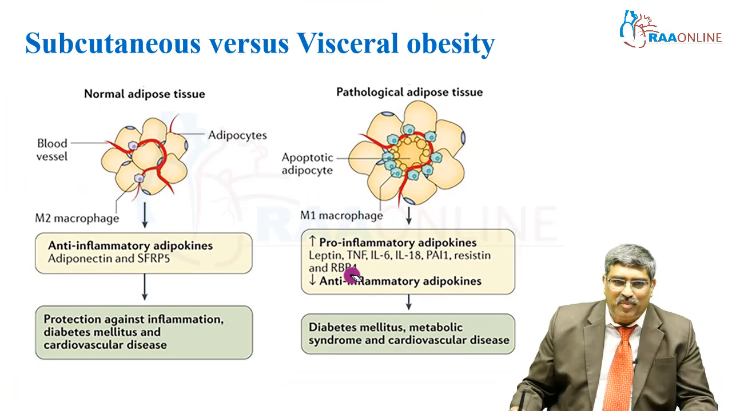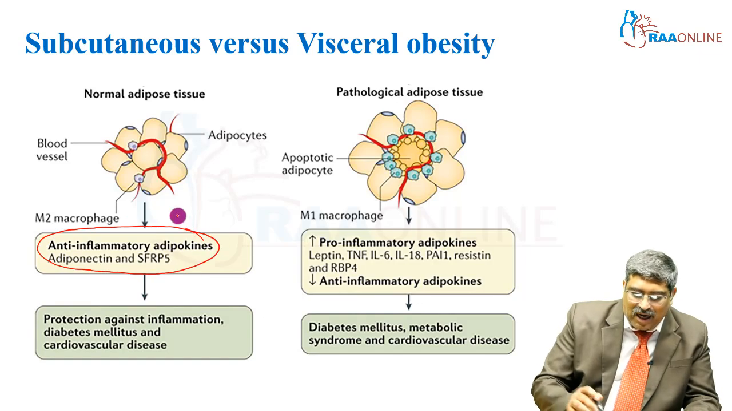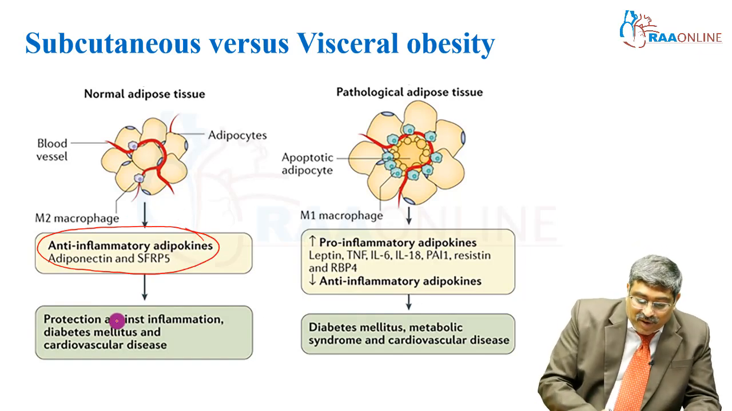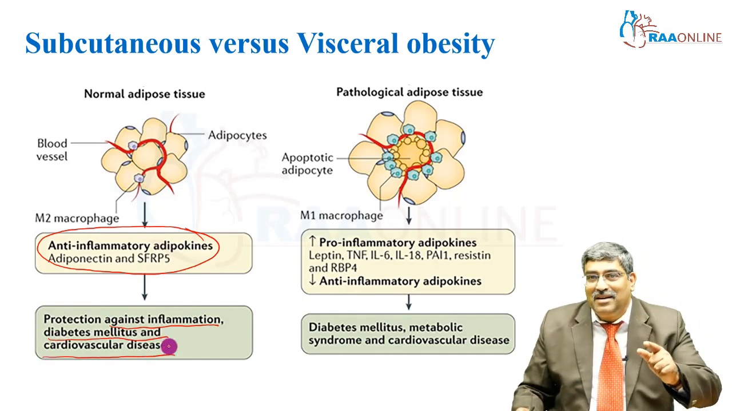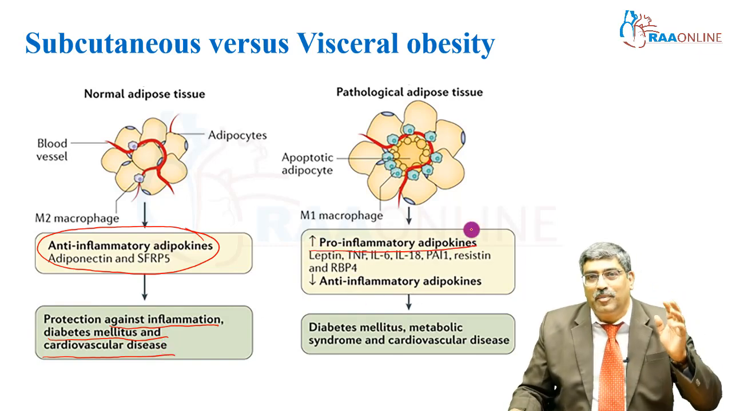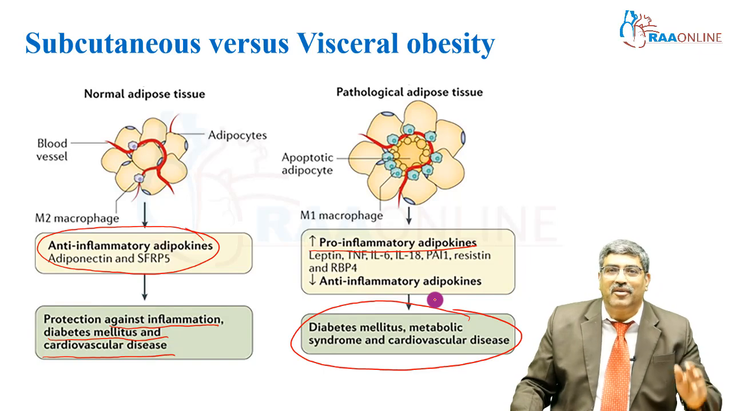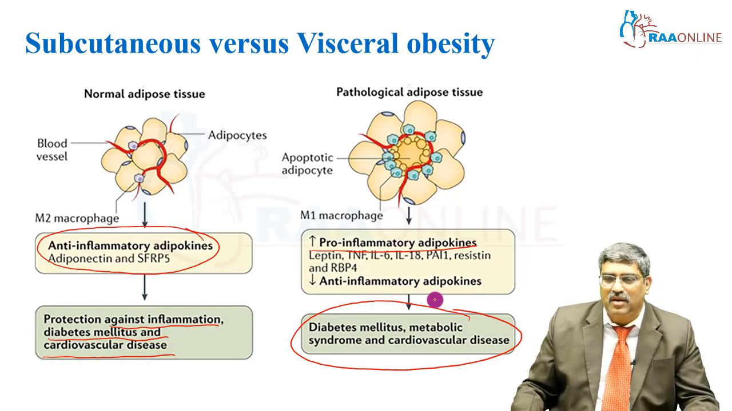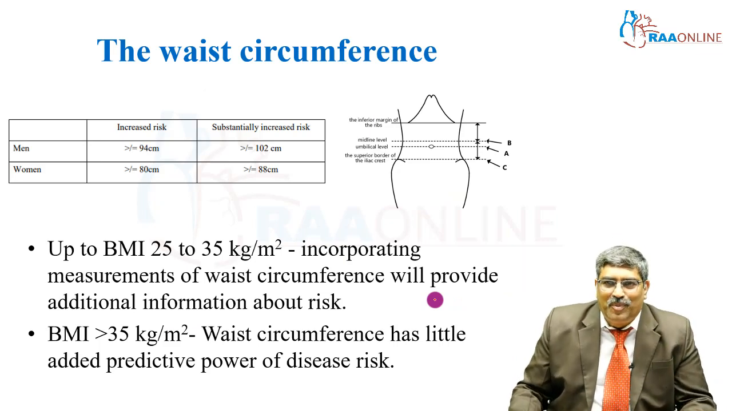In subcutaneous obesity, there will be anti-inflammatory adipokines. So, it gives protection against inflammation, diabetes mellitus and cardiovascular disease. But in visceral obesity, there are increased pro-inflammatory adipokines, and what happens is there is increased diabetes mellitus, metabolic syndrome and cardiovascular disease. Now coming to some other measurements of obesity.